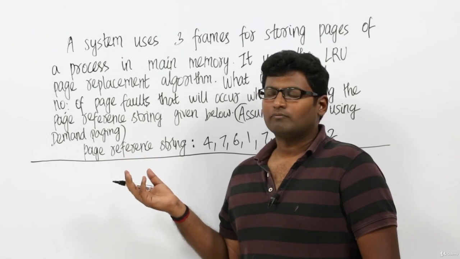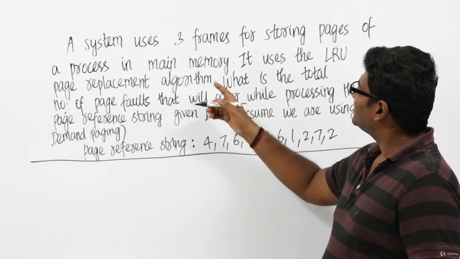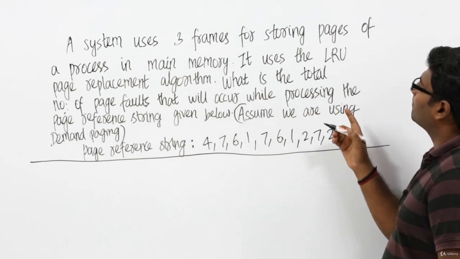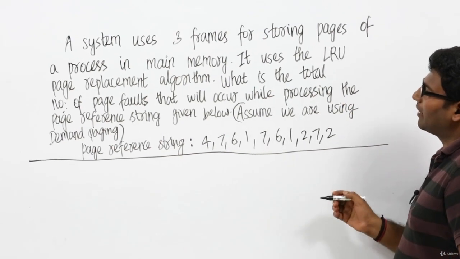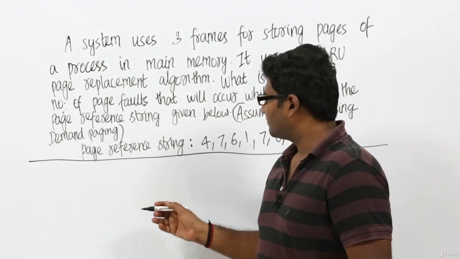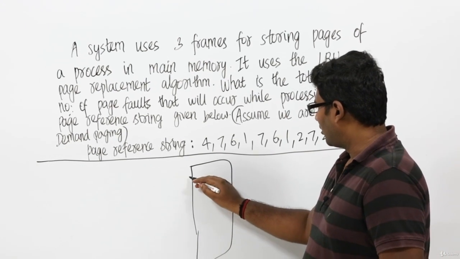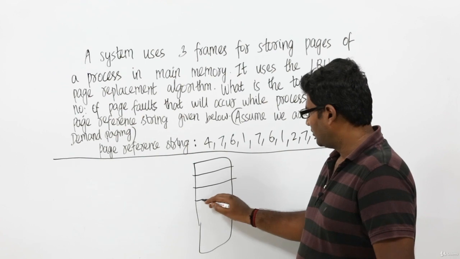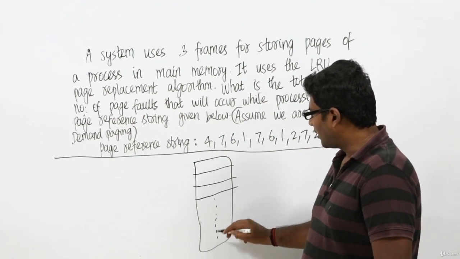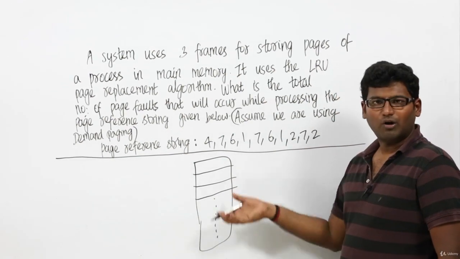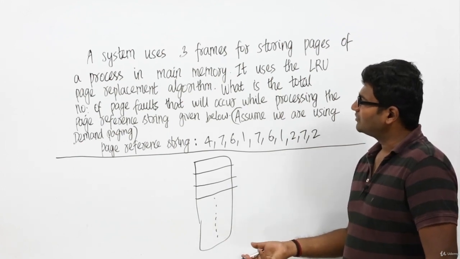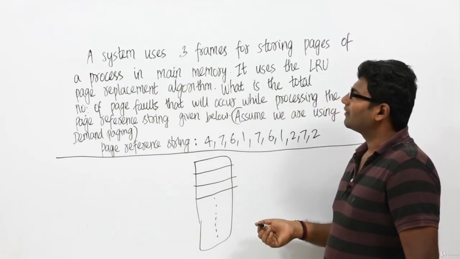Let's see this problem. A system uses 3 frames for storing pages of a process in main memory. So they're saying that, see, we have RAM, right? Coming to RAM, we will have a lot of pages. Fine, we will have a lot of pages. Now out of these many, we will have a lot of frames. Out of these many frames, 3 frames are allocated to our process.